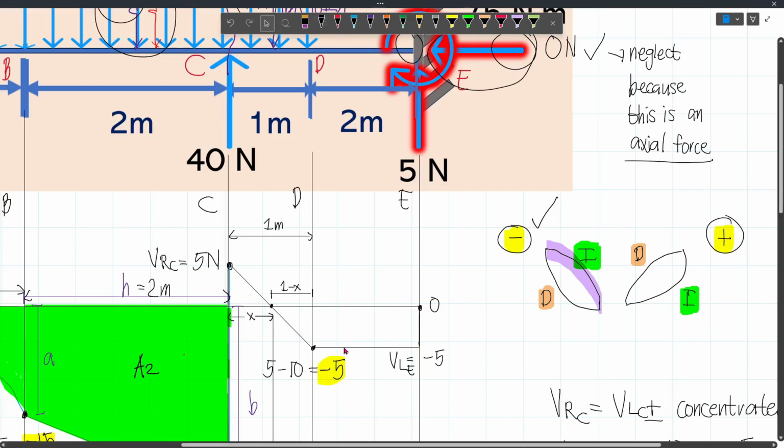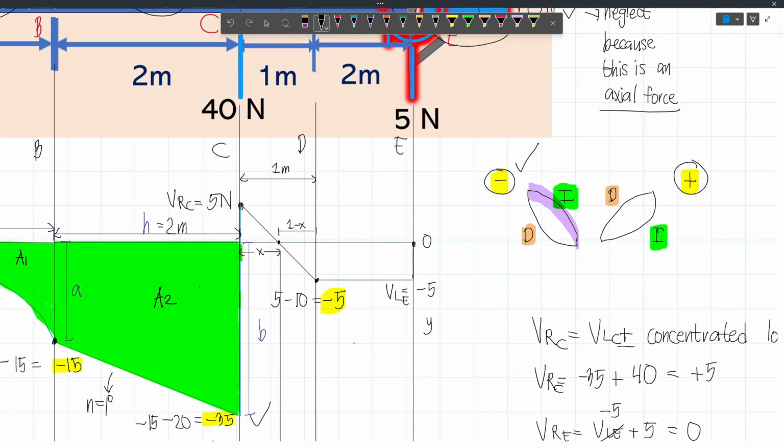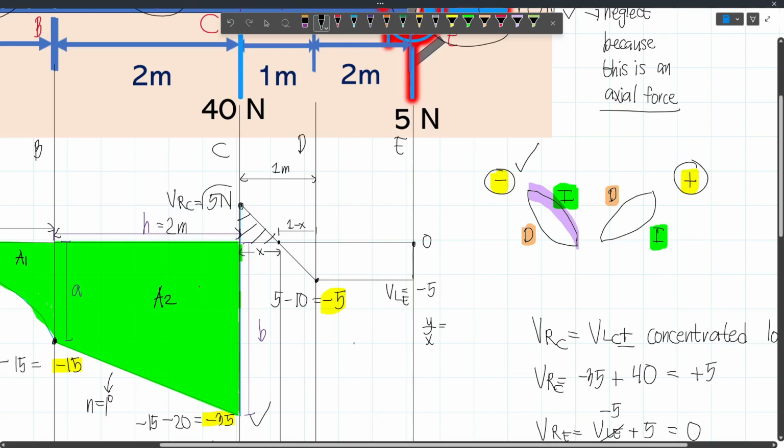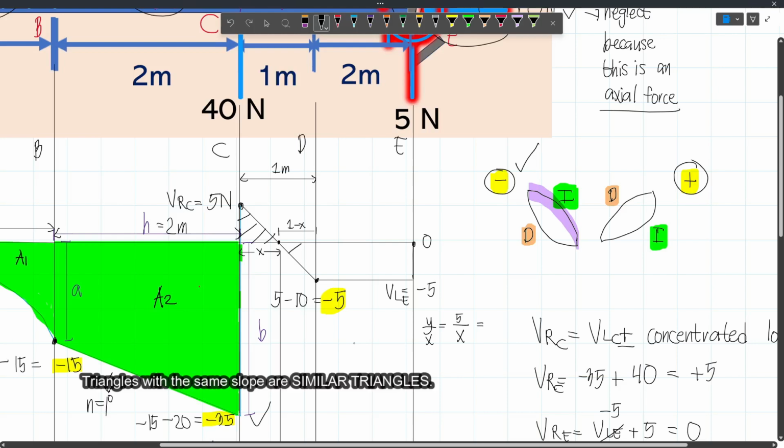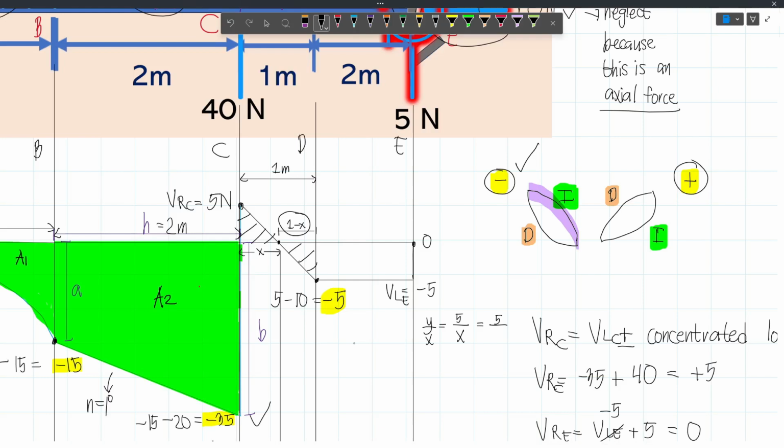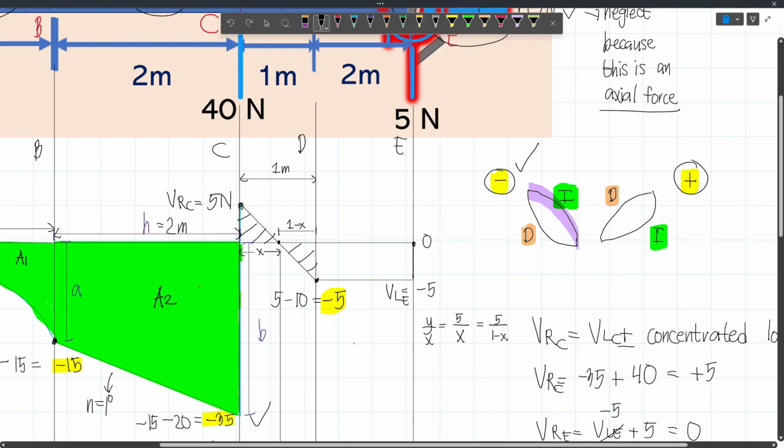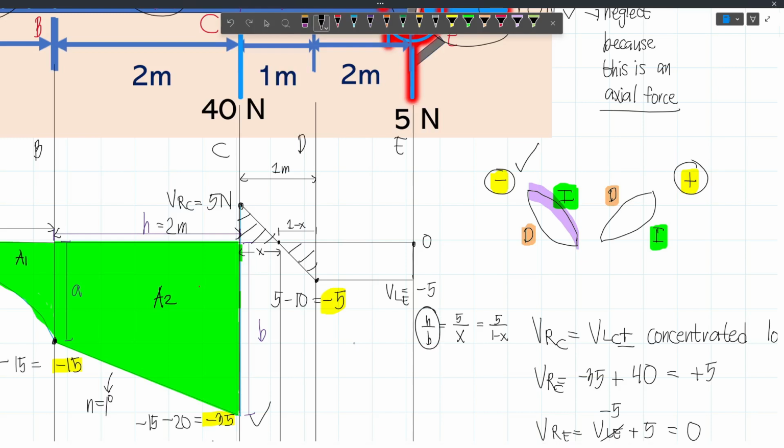So using our ratio and proportion, we have y is to x. The y for this small triangle is 5 newtons, so that will be 5 over x. Since this is just one line, the slope here will also be equal to the slope here, so we can equate this with this triangle. Let's say this is our second triangle. The height is 5, and the base is 1 minus x. Again, to avoid confusion, this is the height divided by the base. We are considering this ratio.